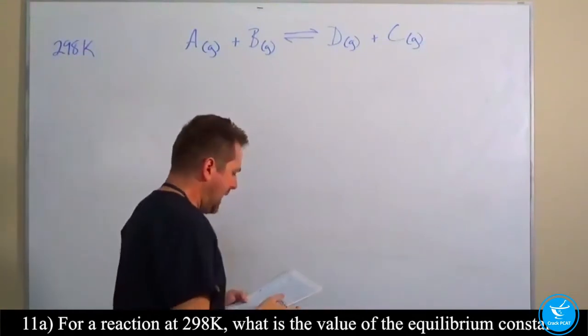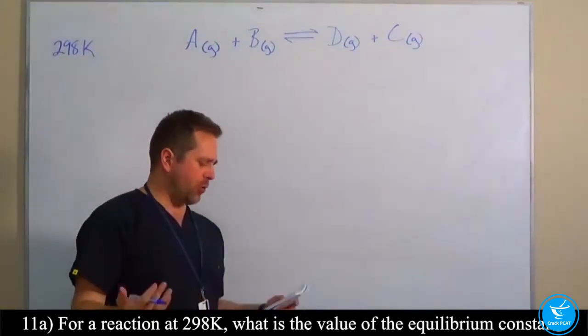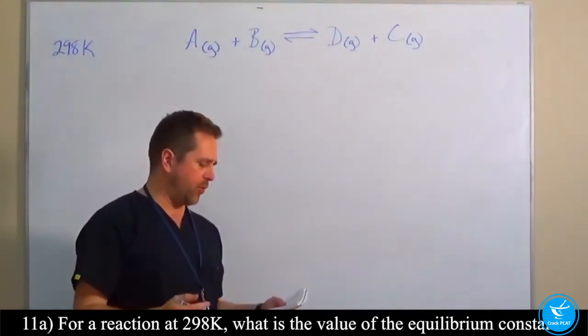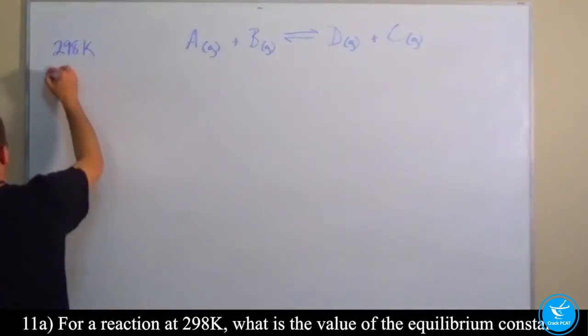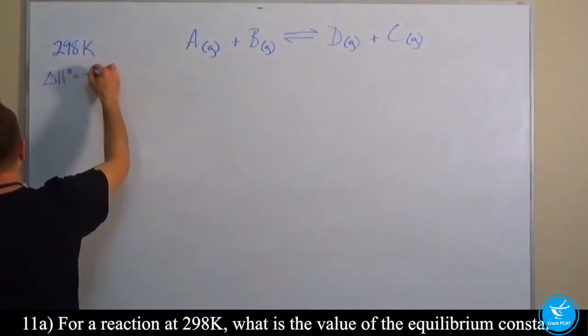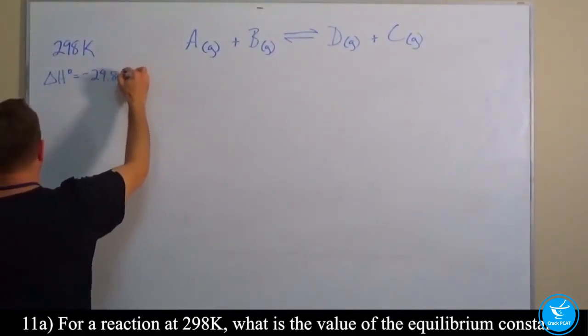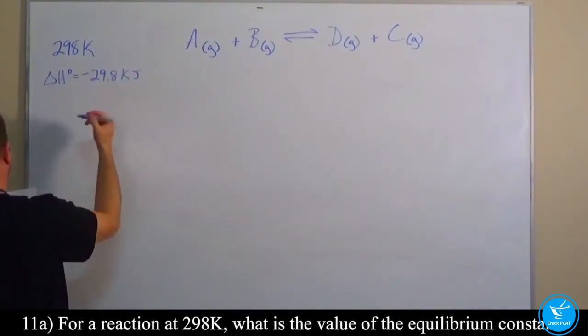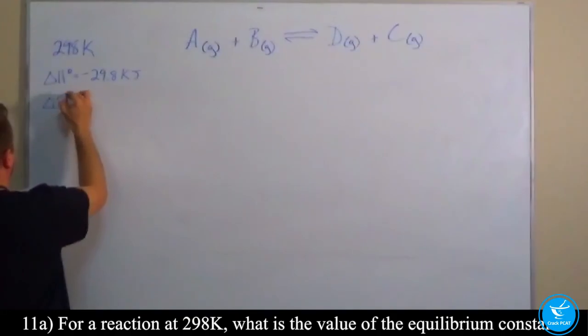It's all right. Anyways, some other information that we're given here is the change in enthalpy or the heat of formation. We're told that delta H equals negative 29.8 kilojoules. And then we're also given the change of entropy here, or the entropy of formation.